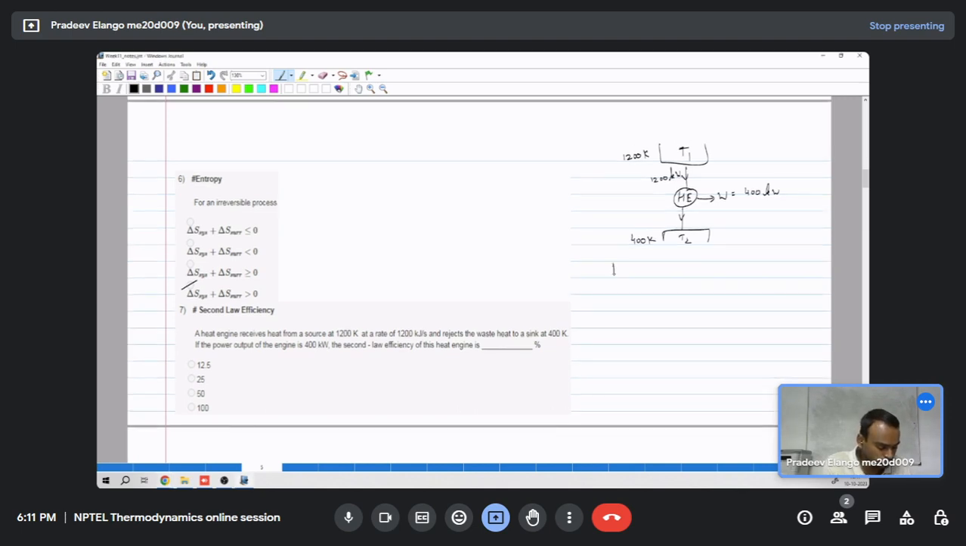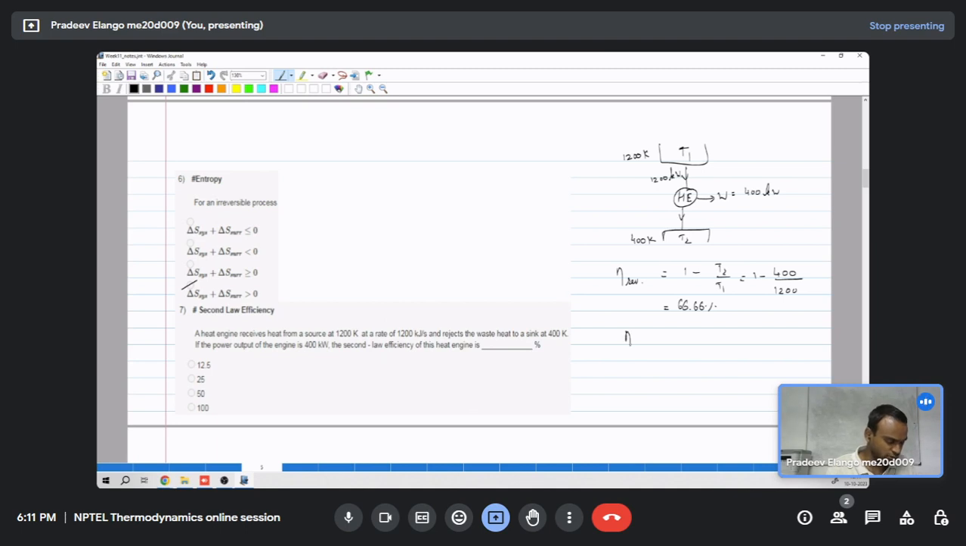Now, work reversible, efficiency reversible, efficiency is 1 minus T2 by T1. So this is 1 minus 400 by 1200. This is 66.66%.